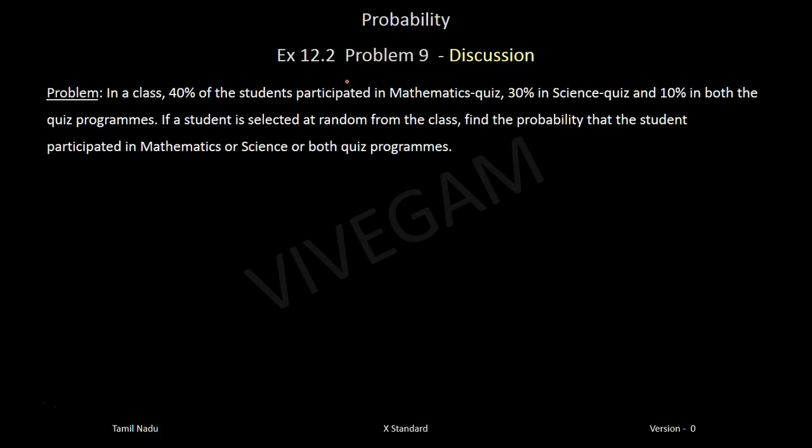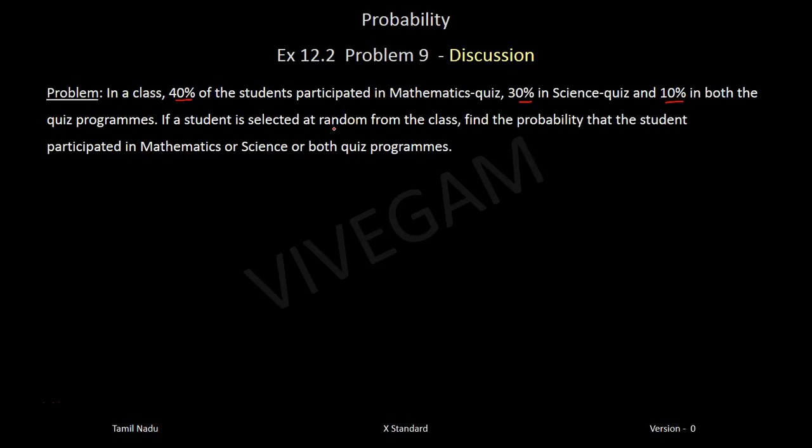So, let's mark: 40% of the students participated in maths, 30% in science quiz, and 10% in both. The total number of students is not given, it's all given in percentage. So we'll have to assume the total number of students to be 100. So n of S will be 100. If A is the event of participating in mathematics, B is the event of participating in science, and A intersection B is 10%, which means n of A is 40, n of B is 30, and n of A intersection B is 10.